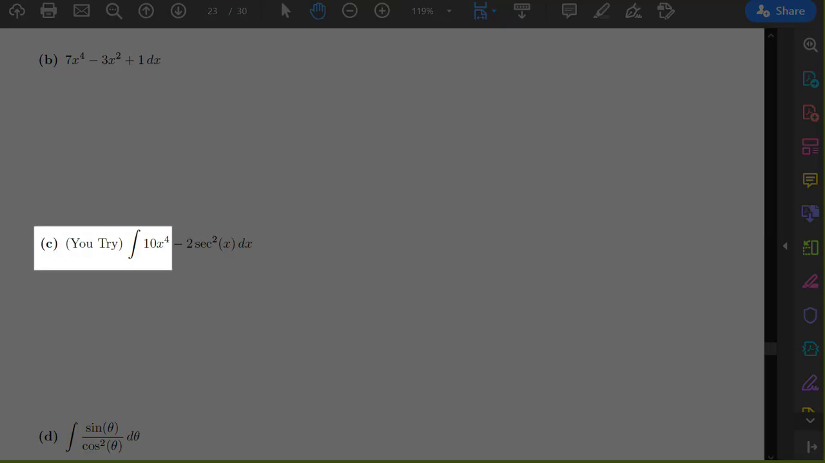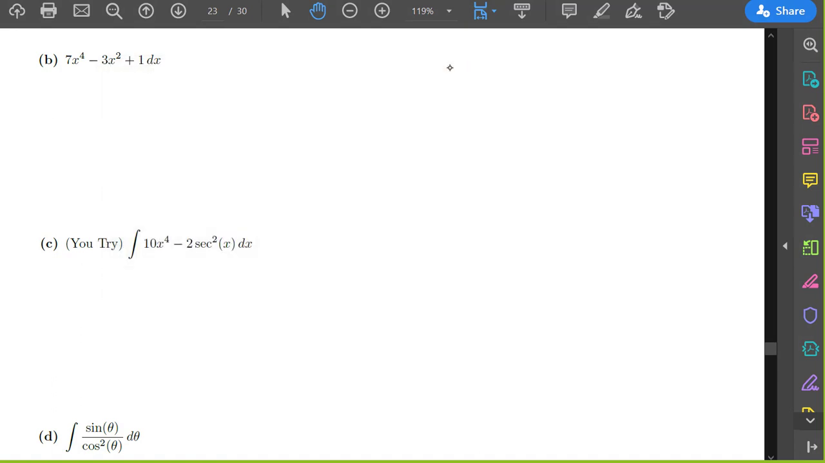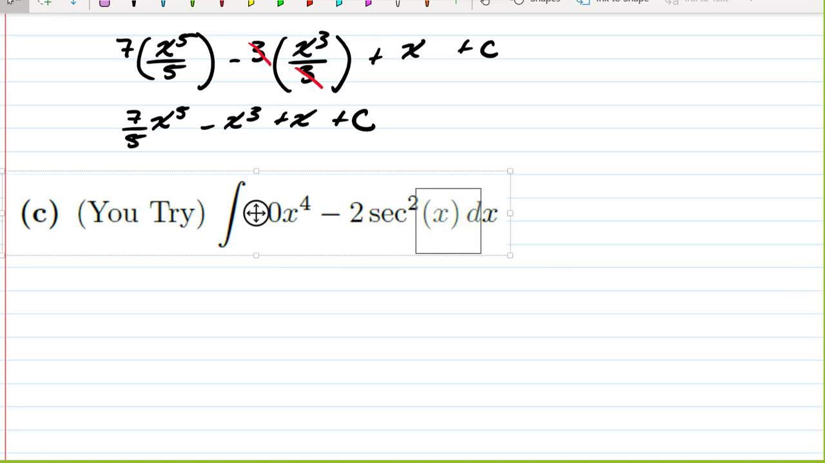All right, so now it is your turn. I very much would like you guys to go ahead and find the integral of 10x to the fourth minus 2 secant squared x dx.